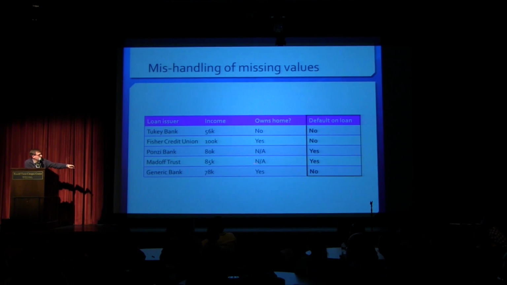However, if we drop the two NA rows, we'd be eliminating the Ponzi Bank and the Madoff Trust. Which are, no coincidence, since this is a contrived example, the two that eventually defaulted. So again, there's no certain way that you want to handle these. It's just to say that removing data is removing information.